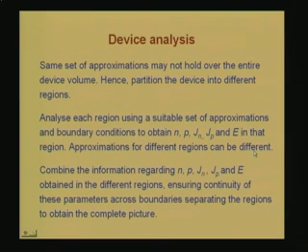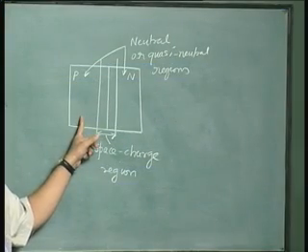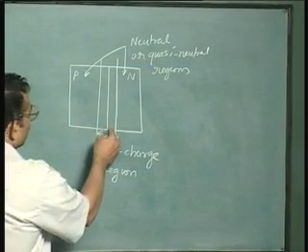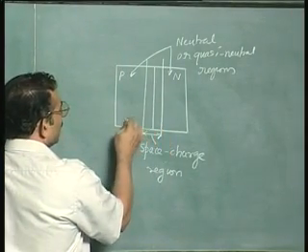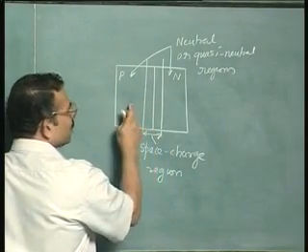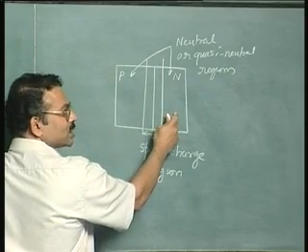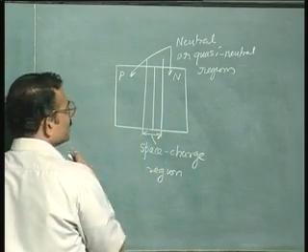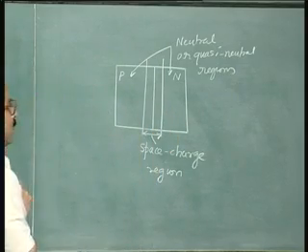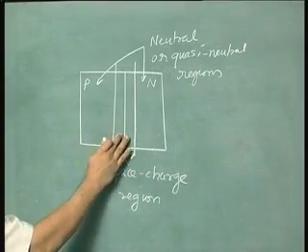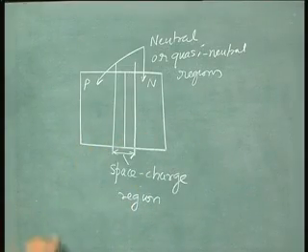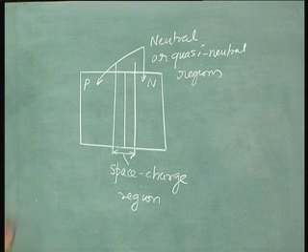So for example, in this case of the p-n junction, you may use one set of approximations in the space charge region and a different set of approximations for the p and n regions, neutral regions. That is what is meant here. So using different sets of approximations, you analyze each of these three regions to obtain n, p, Jn, Jp and E in those regions. This is the second step.